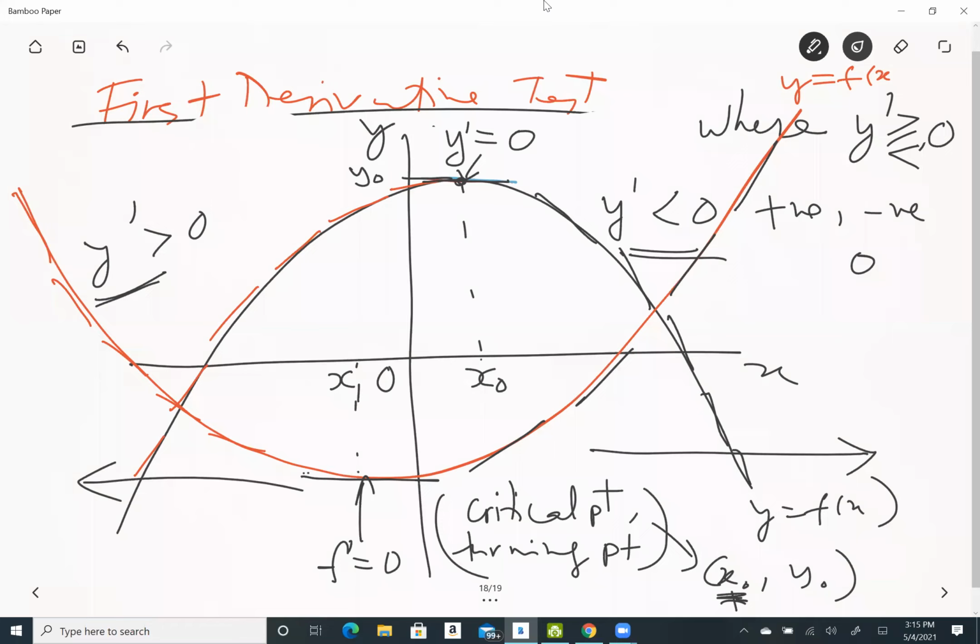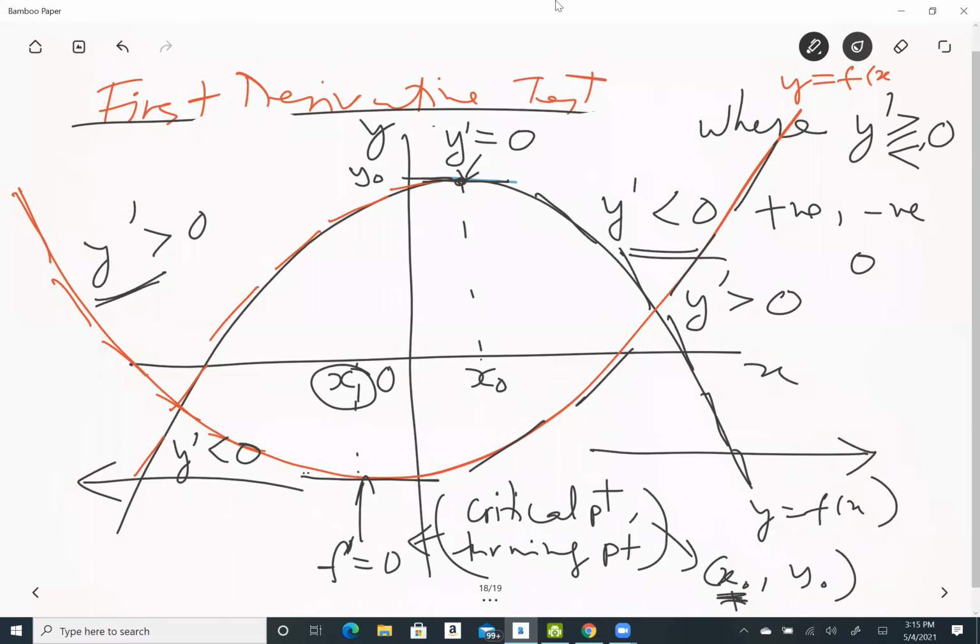For the red, negative. Okay, so here y prime is negative. Over here, y prime is positive. And you have a critical point, that is the turning point where f prime is equal to 0, and that happens at x0 or x1. All right, so again here, you will see the breakdown of the interval based on what? Based on the critical point.